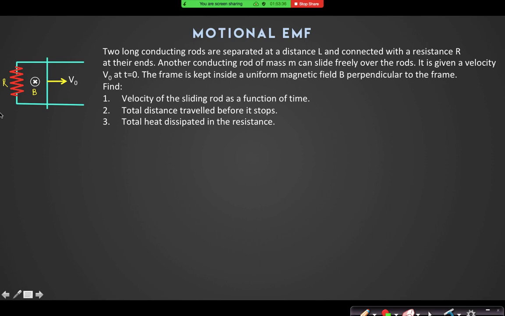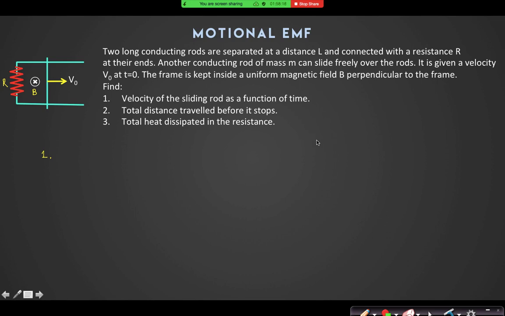Can you try to calculate it? Velocity of the sliding rod as a function of time. So the first question I will find, sir? Yes. What was the second answer? I am working it out, wait, one by one.